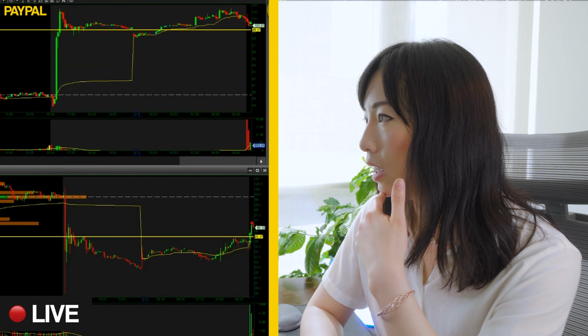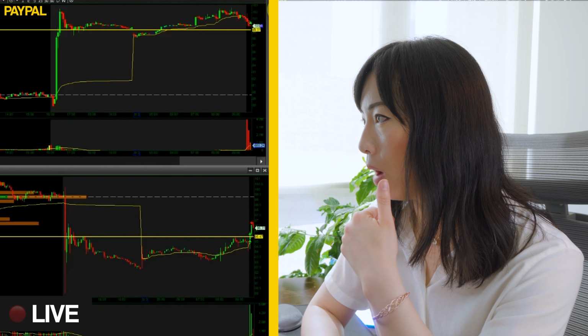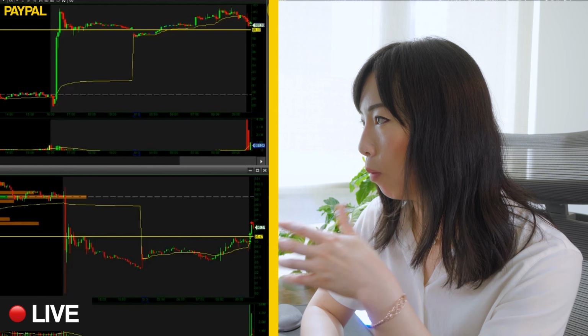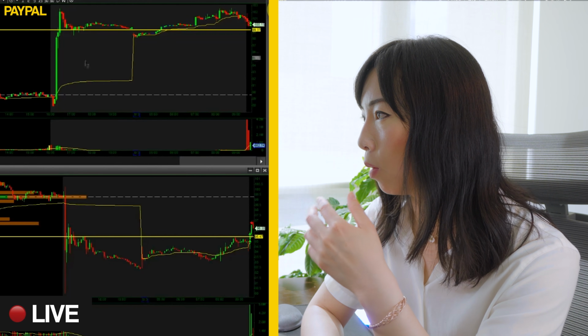You can see this thing is still having trouble reclaiming VWAP, and now it's sold off from 170 down to around 110.